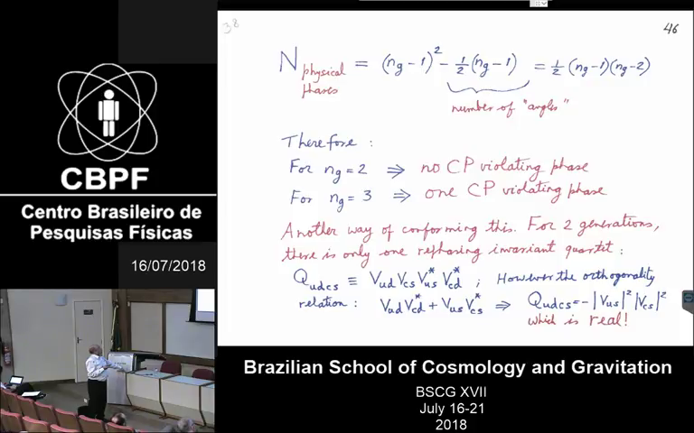Another way of proving this is, for example, for 2 generations, trying to calculate a rephasing invariant. This is a rephasing invariant for the 2 generations. However, by orthogonality, if you multiply by VUS star VCS, here you get the moduli, and here you get the argument of this. So you take the imaginary part of that, and you get 0. So Q U D C S for 2 generations is necessarily real. You can form a rephasing invariant, but it is necessarily real.